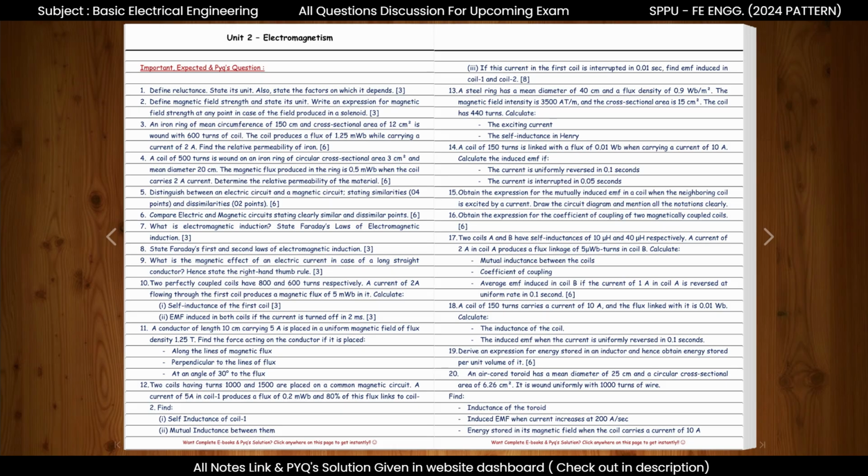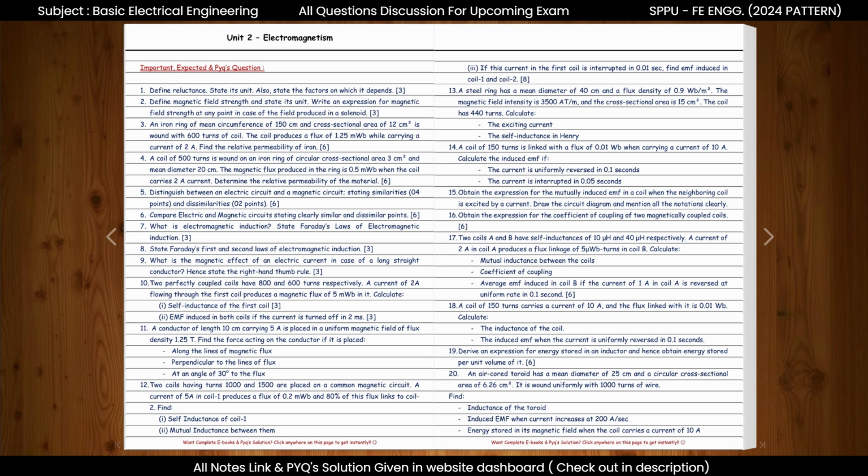Alright, let's move on to our next important topic, electromagnetic induction. From this topic, we can expect questions such as, what is electromagnetic induction, and state Faraday's laws of electromagnetic induction. Electromagnetic induction is the process of generating an electromotive force in a conductor when it is placed in a changing magnetic field. Faraday's first law states that an EMF is induced whenever there is a change in magnetic flux linked with a conductor. The second law states that the induced EMF is directly proportional to the rate of change of magnetic flux.